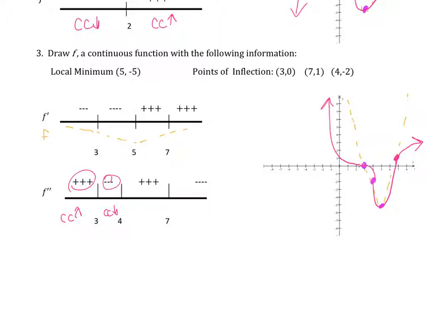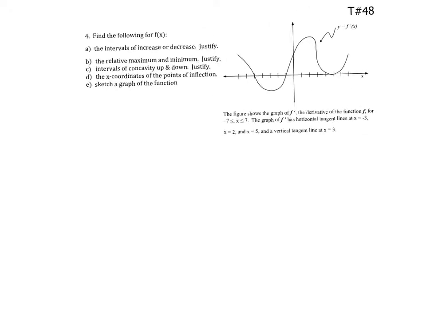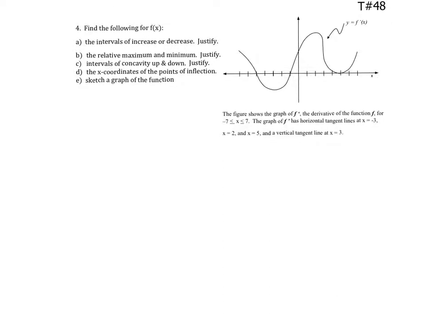Now let's look at number 4. And man, that's a great question. Oh, this is so AP, people. So here we go. What do we got? So you're given a graph. Notice this is f prime. I'm going to write that really big because I don't want to forget it.